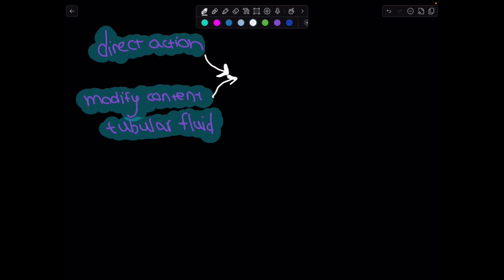Direct action diuretics, like furosemide, block ion transporters in nephron cells to reduce water reabsorption, while tubular fluid modifiers, like mannitol, alter the fluid's osmolarity to pull water into the urine. This distinction gives us an angle in targeting. Give an example for each in a sentence or two.